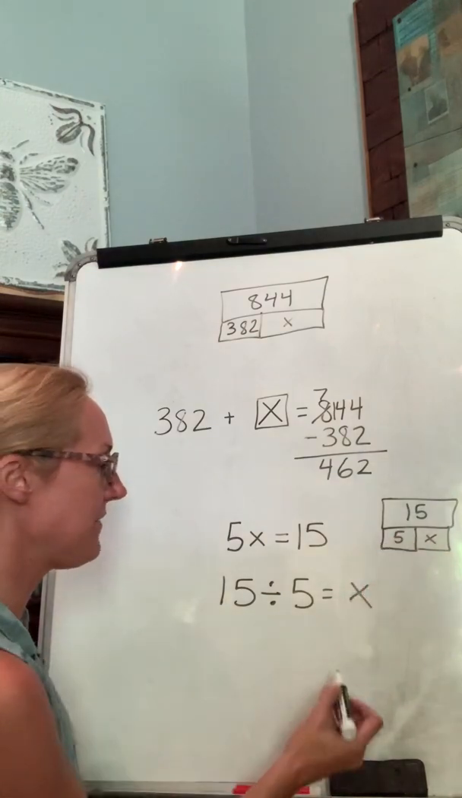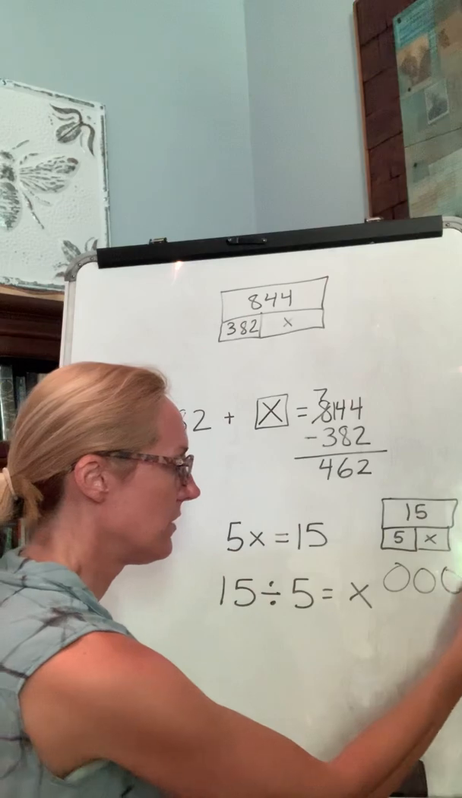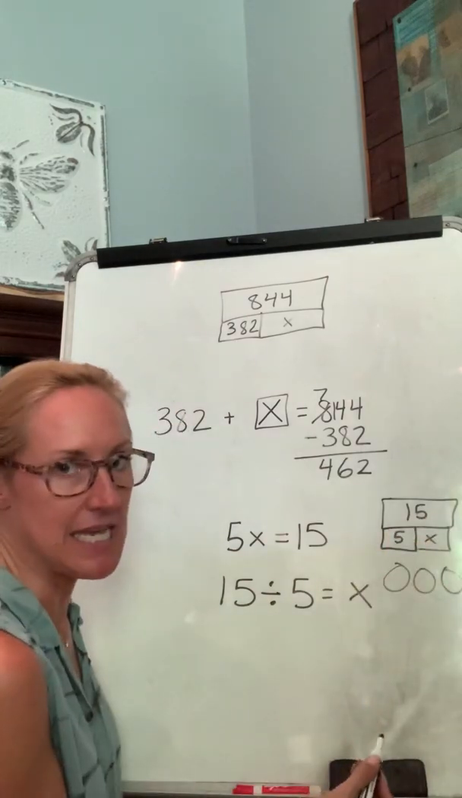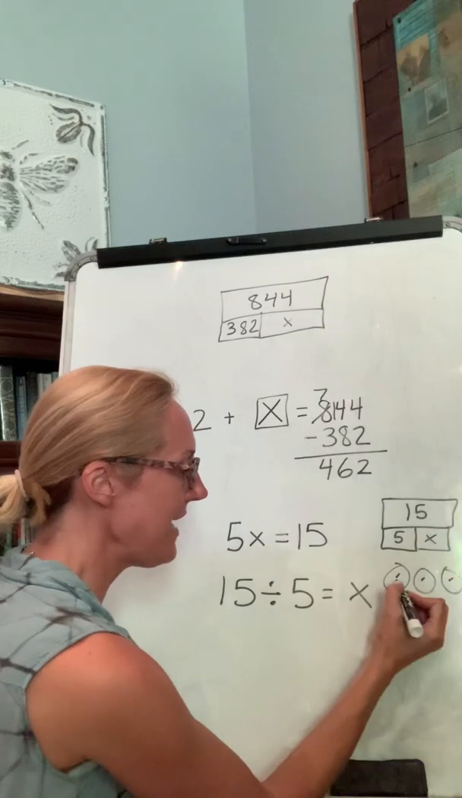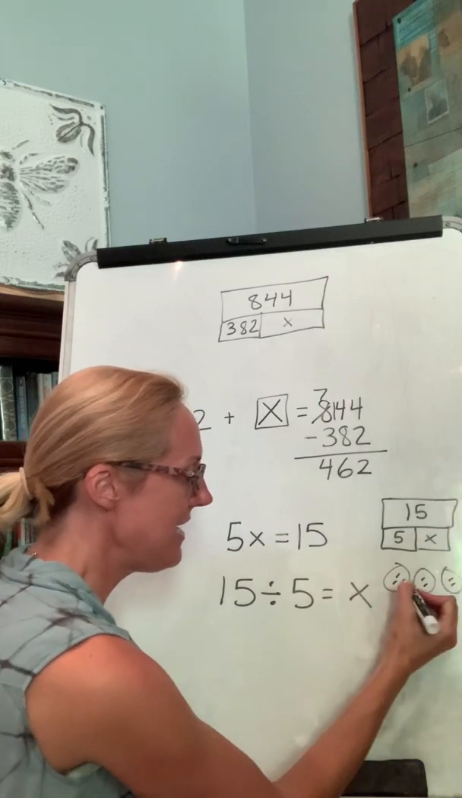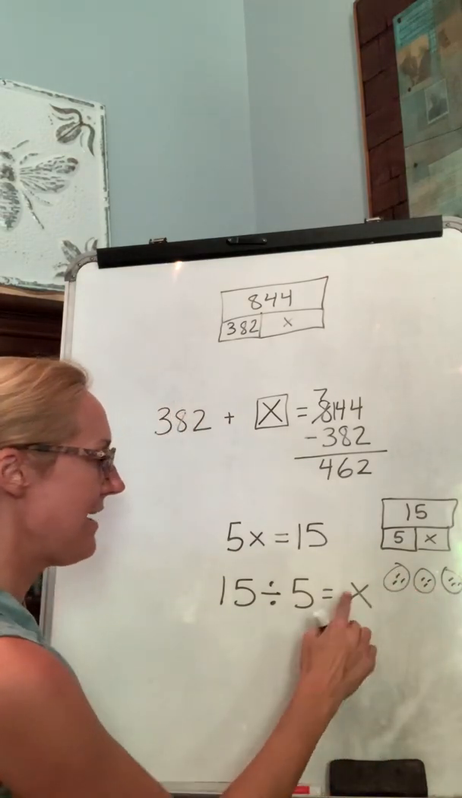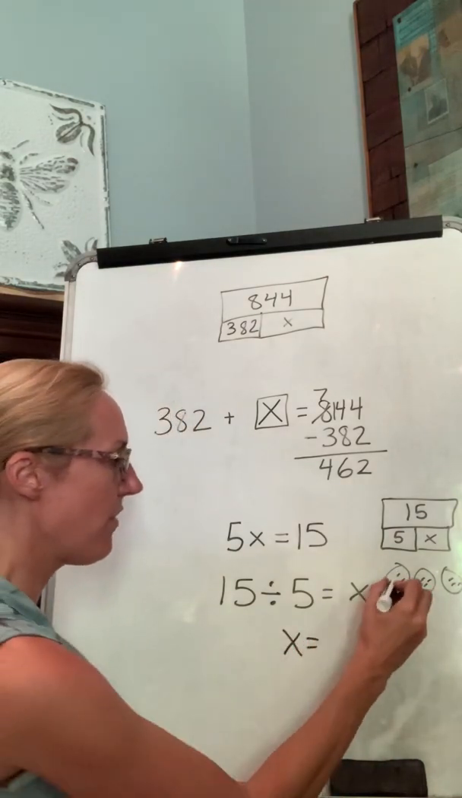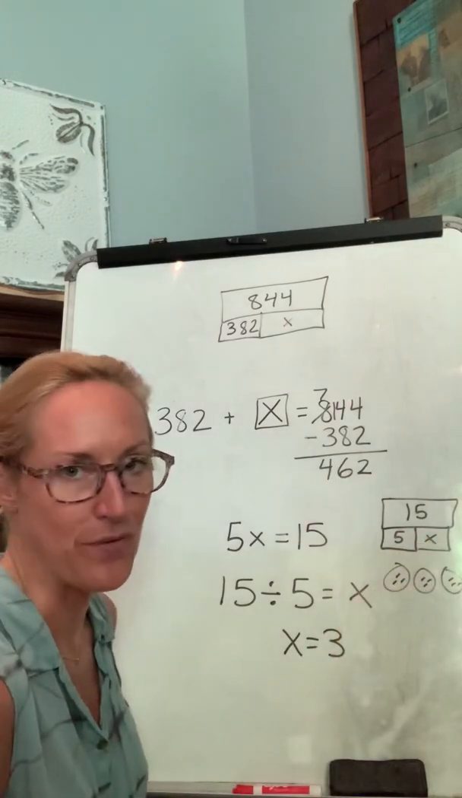Okay, 15 divided by 5. Well, that means I've got 5 groups and 15 things that I'm splitting up. So 1, 2, 3, 4, 5, 6, 7, 8, 9, 10, 11, 12, 13, 14, 15. So x is going to equal 3. Each person will get 3 carrots or whatever it is.